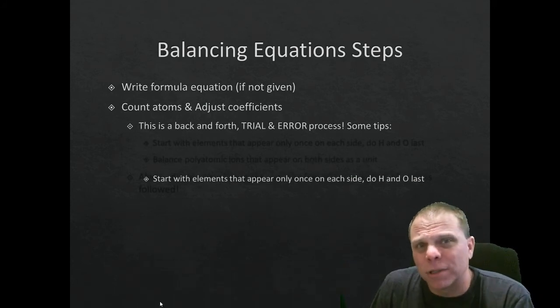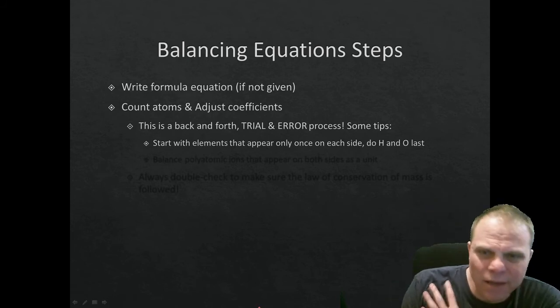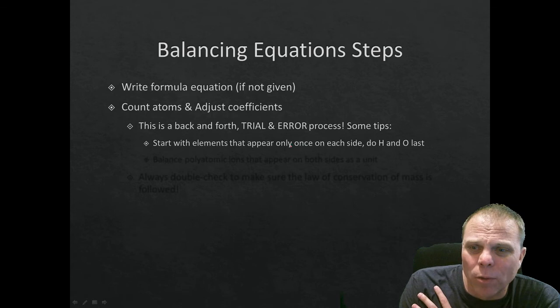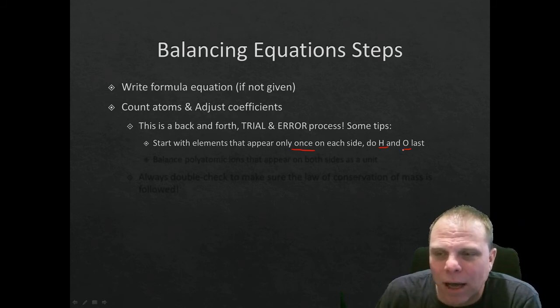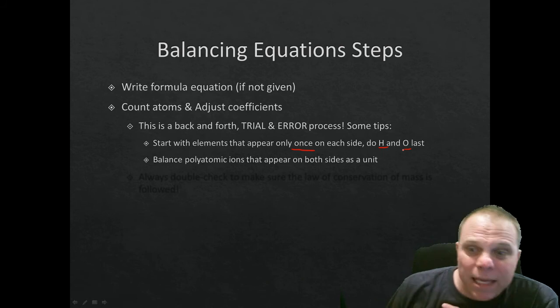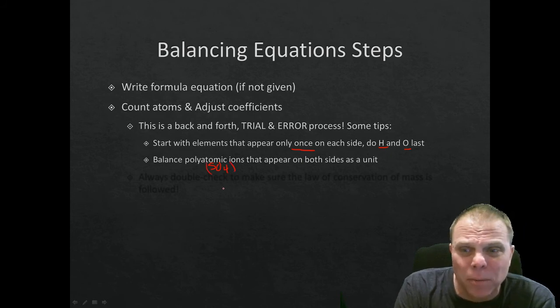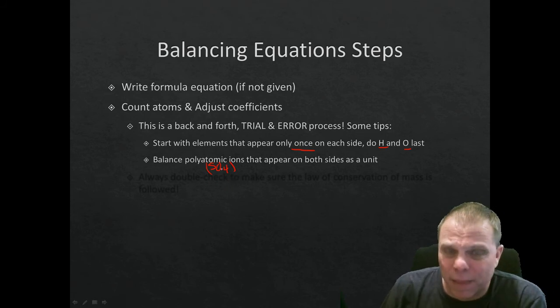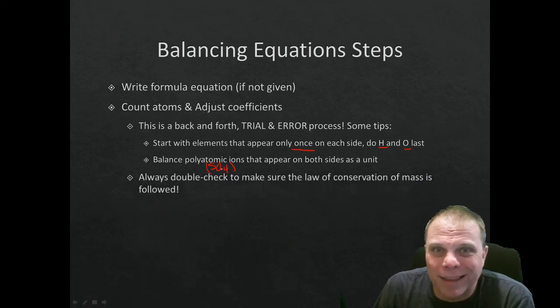Remember that this is a back and forth situation. There's a lot of trial and error. I would suggest that you start with the elements that you see first, or the ones that are only present once on each side. And I would suggest a lot of times that you do the hydrogens and oxygens last, especially the oxygens last. That usually helps. Keep the polyatomic ions, maybe something like a sulfate, if they're present on both sides, together in a group. Don't break it up into sulfurs and oxygens. Just keep that together as a sulfate, and that will make it a lot easier for you. And then double check when you're done. Always check your work. Make sure you got it right at the end, because if not, then you miss the whole question.